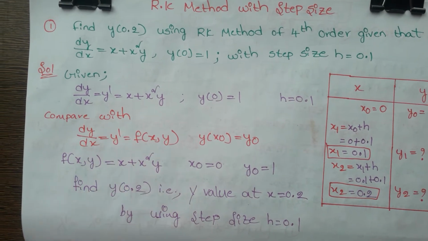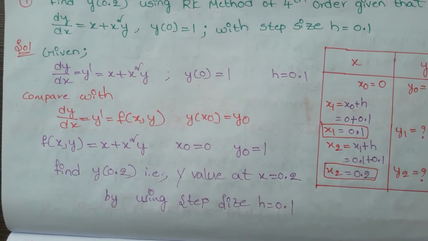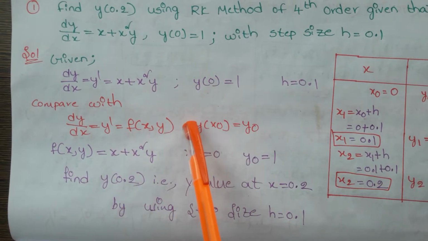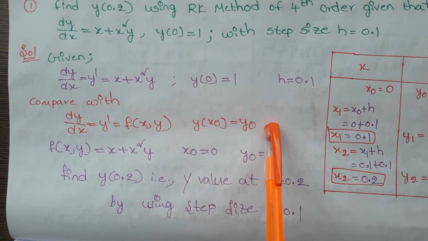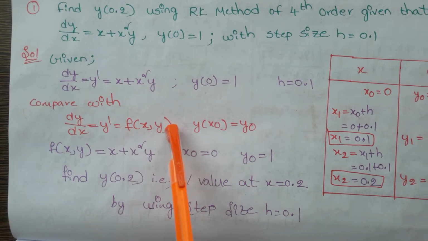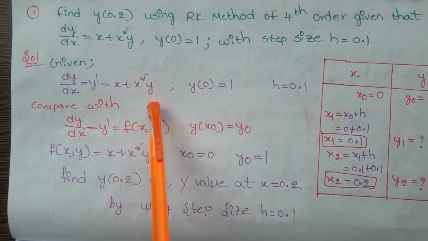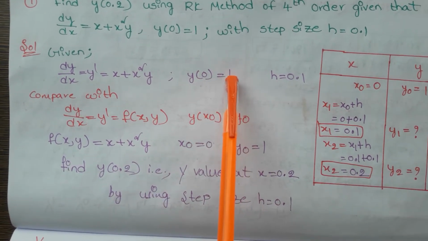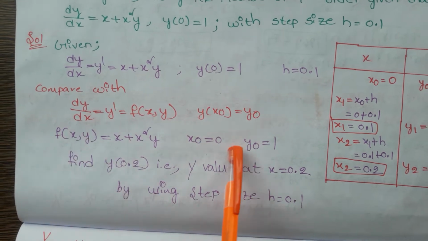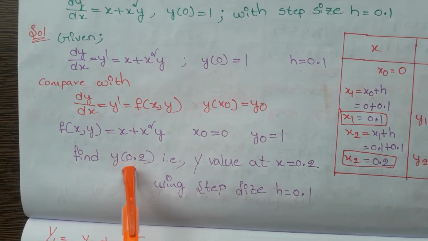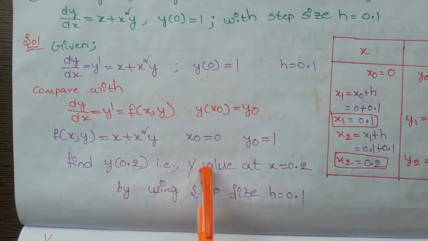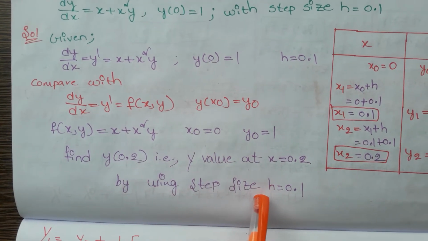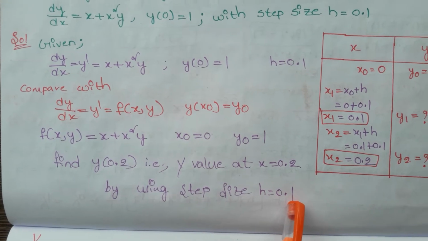We have to compare this with the general form of the equation. So dy by dx is equal to y dash is equal to f of x comma y, and y of x0 is equal to y0. In place of f of x comma y we have x plus x square y. In place of x0 we have 0. In place of y0 we have 1. That I have written here. Find the y value at x is equal to 0.2 using step size h is equal to 0.1.